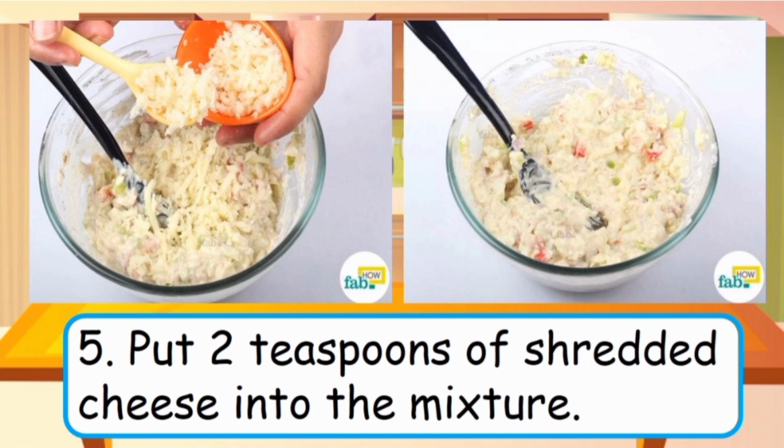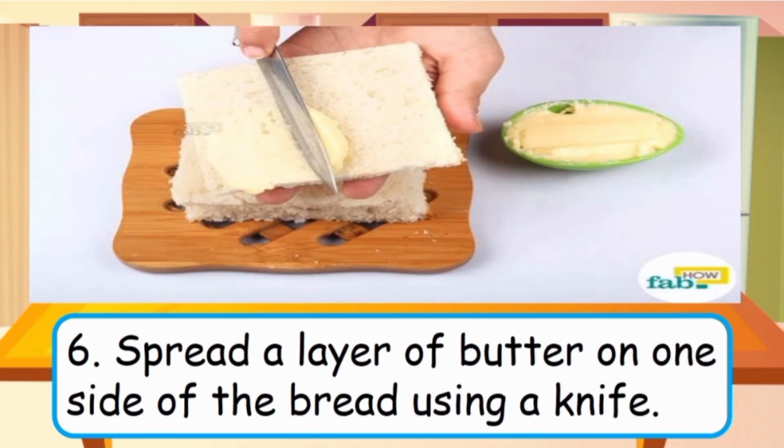Kelima, letak 2 sudu teh hirisan keju ke dalam adunan. 6. Spread a layer of butter on one side of the bread using a knife. Keenam, sapukan lapisan mentega ke atas sekeping roti menggunakan pisau.